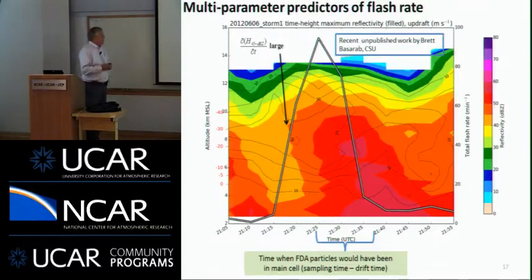So the only part of this that Brett didn't provide is this part down here that I added. And a couple things to note here. First of all, the flash rate peaked as this change in the reflectivity happened. We've got a 30 meter a second updraft, and even down low, it's at 10 meters a second.